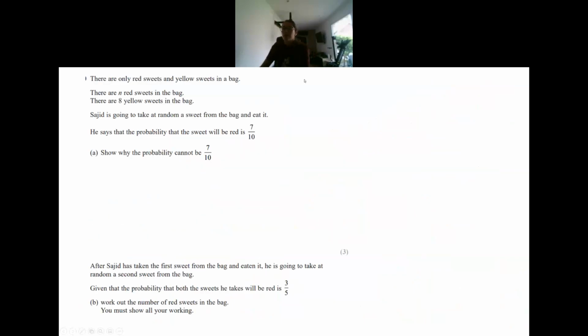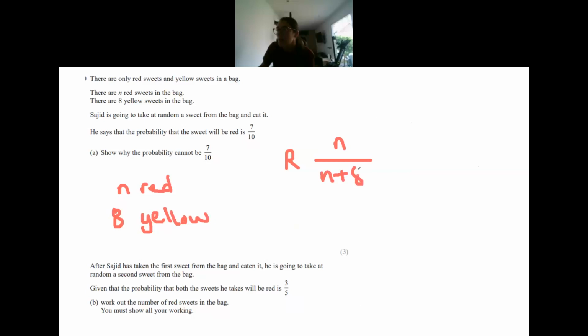I'll do one more question. Probability. There are only red sweets and yellow sweets in a bag. There are n red and there are 8 yellow. So that means the probability of red is n over n plus 8, because that's the total number of sweets. And then the probability of yellow will be 8 over n plus 8. He says the probability of picking a red sweet is 7 over 10. Show why this cannot be true.